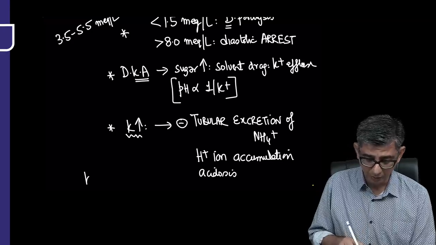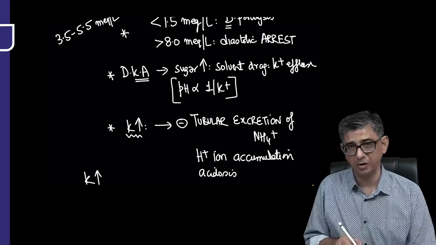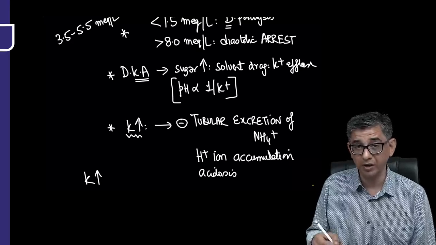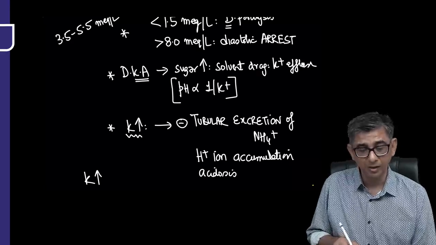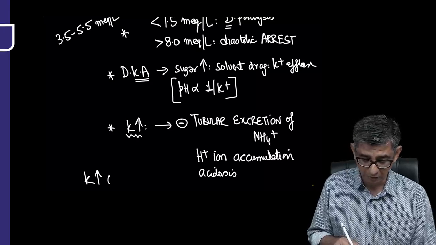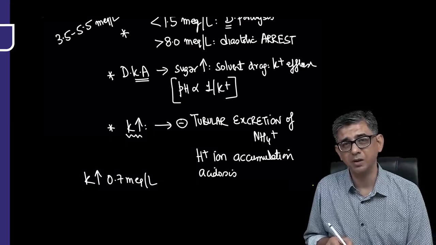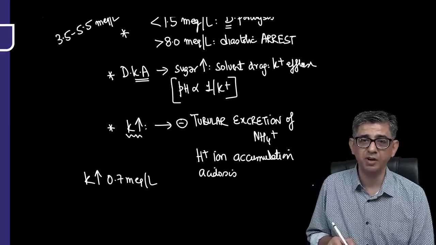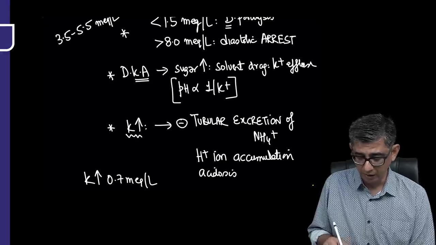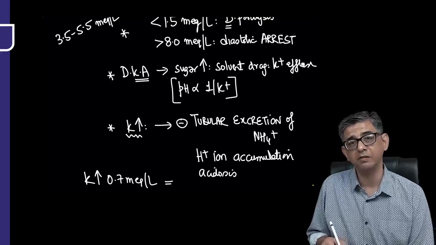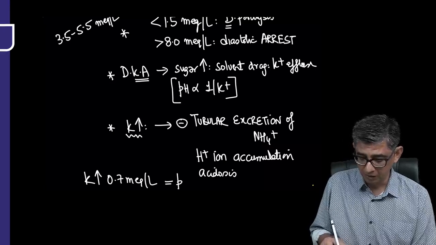And therefore there's a mathematical rule also, though the rule is not important, it's the physiology point. The 3 points that I've highlighted on the slide are important. The mathematical rule is that if potassium in the blood rises by 0.7 milliequivalents, like suppose potassium rises from 5 to 5.7, then with a rise of potassium by 0.7 milliequivalents, the pH of the patient will fall.